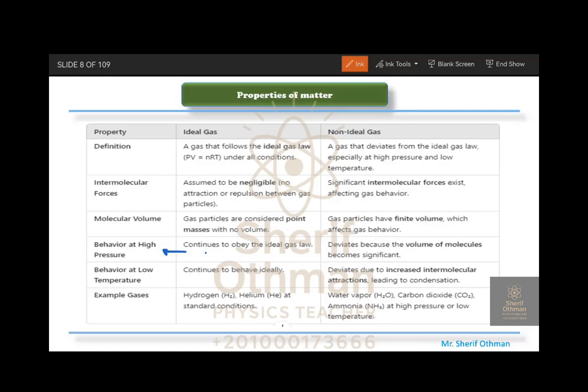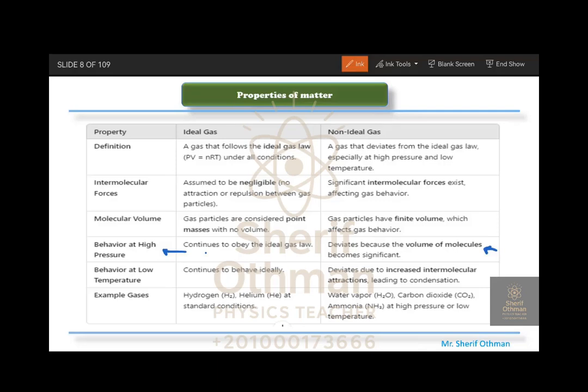Non-ideal gas: a gas that deviates from ideal gas laws, especially at high pressure and low temperature. Significant intermolecular forces exist, affecting the gas behavior. Volume: gas particles have finite volume, which affects the gas behavior. Behavior at high pressure deviates because the volume of the molecules becomes significant.